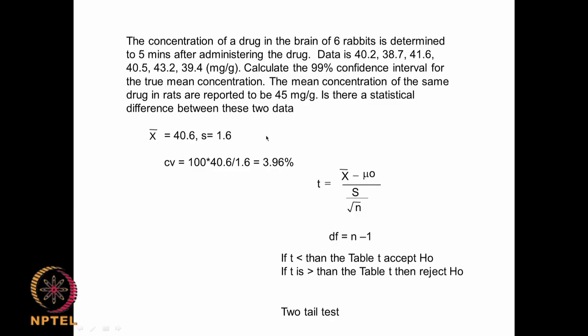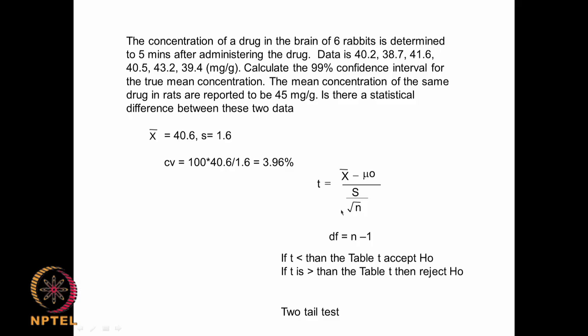Let us look at this average. The average comes out to be 40.6 and S is equal to 1.6. Of course, we can calculate the CV also in this case, but mainly we are more interested in this. So we take this as 40.6, we take this as 45, then you know the S, divided by square root of 6, and the degrees of freedom is 5.